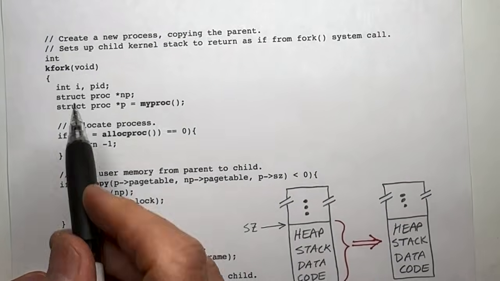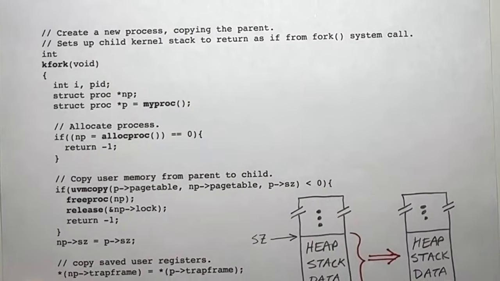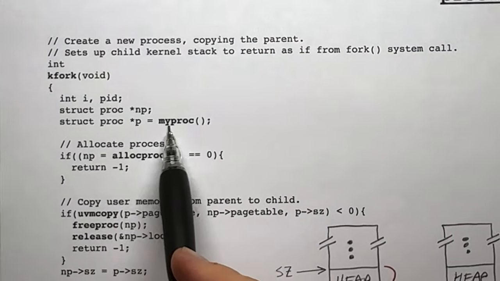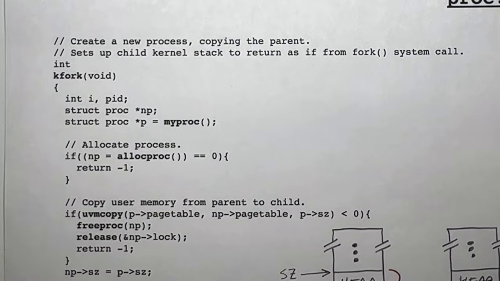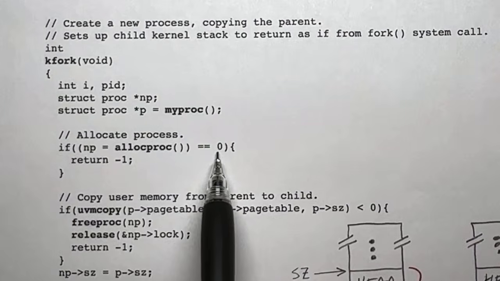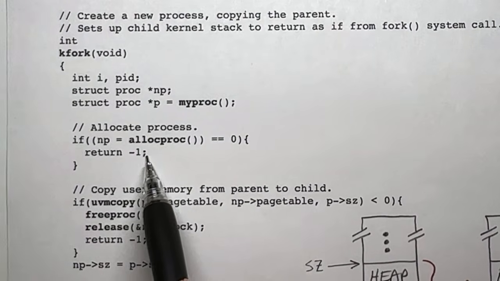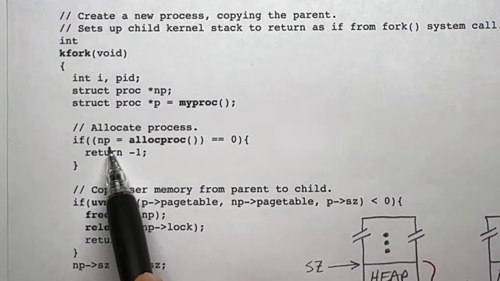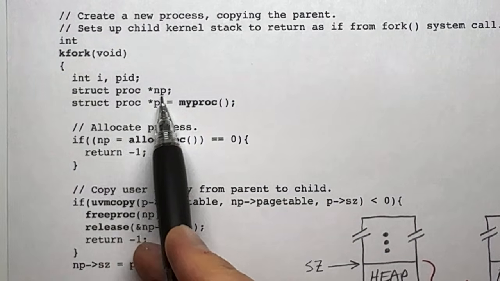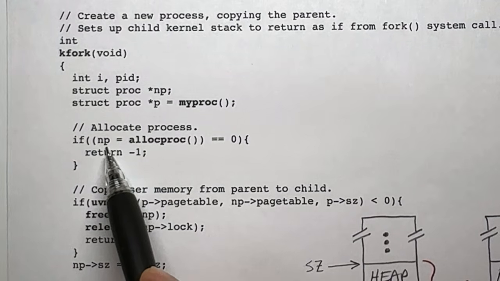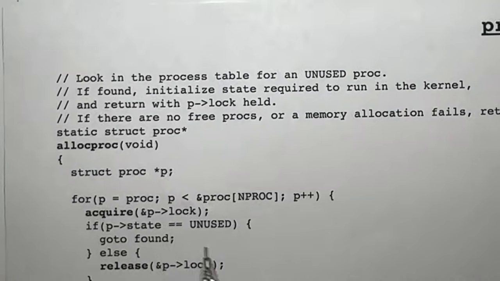Here's the kfork function, which is in the file proc.c. We begin by getting a pointer to the parent's proc structure, and then we call the alloc_proc function. If there are any problems, we return -1 and we're done. But otherwise, alloc_proc returns a pointer to the new proc structure, which we will call np, that is, the new process. Let's take a detour and look at the alloc_proc function before continuing with kfork.